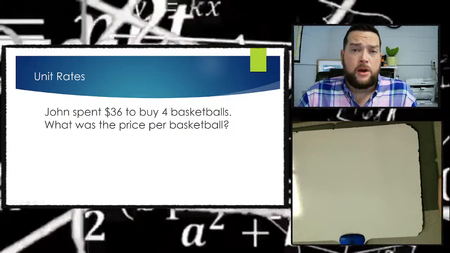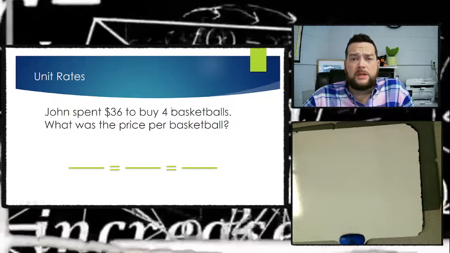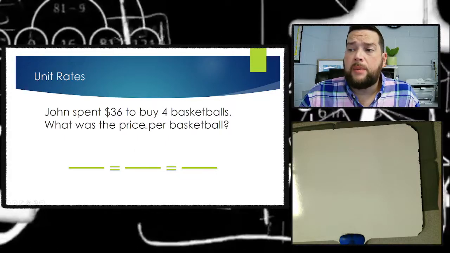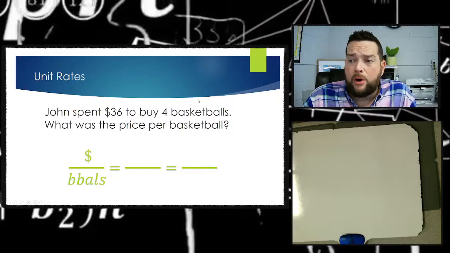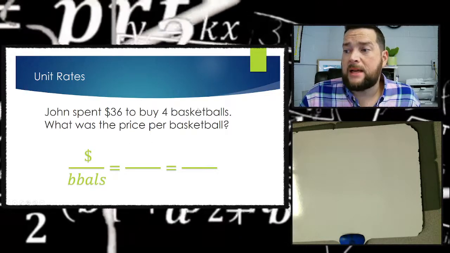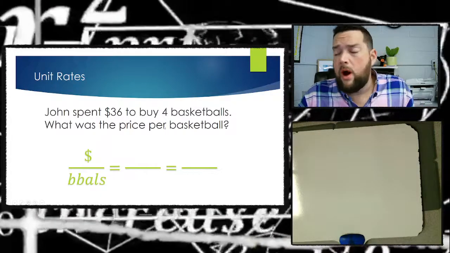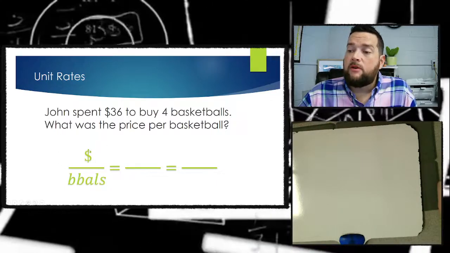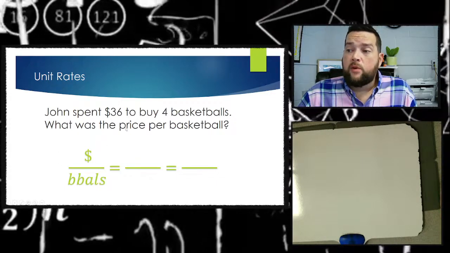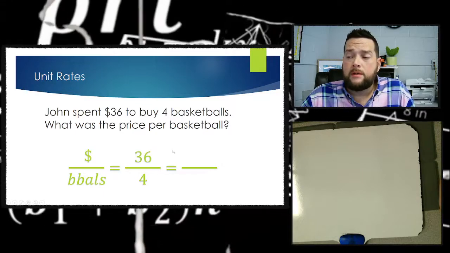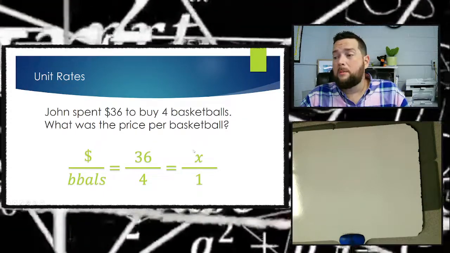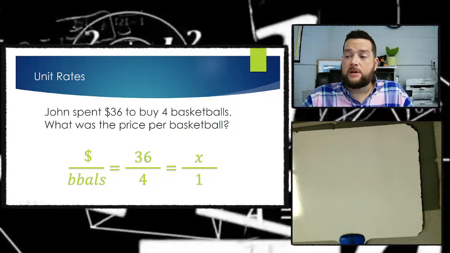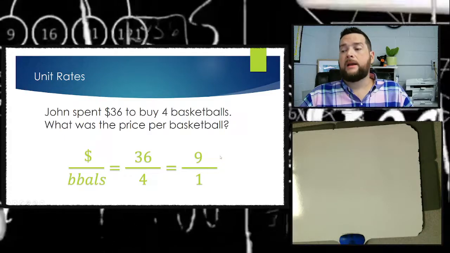This is how I'd use a proportion map. I'd first write it out, line equals line equals line. First, I look for the two things being compared, and they're dollars and basketballs. John spent $36 to buy 4 basketballs, and we want to know the price per one. So we have a given ratio of money to basketballs. The given ratio with numbers is 36 to 4, and we want to know what it is per one basketball. Then we cross multiply and divide. 1 times 36 is 36, divided by 4 is 9. So each basketball costs $9.